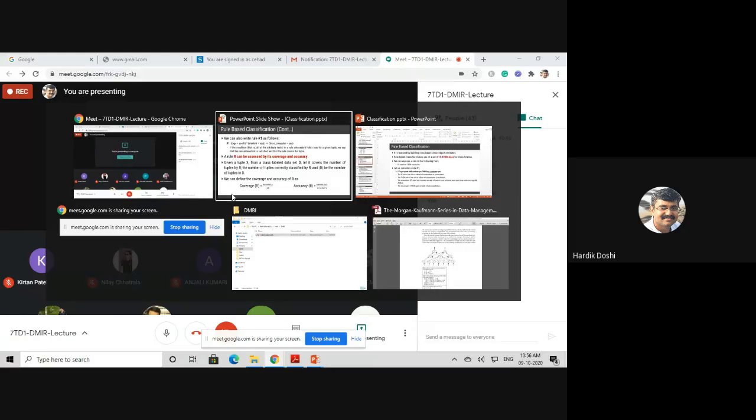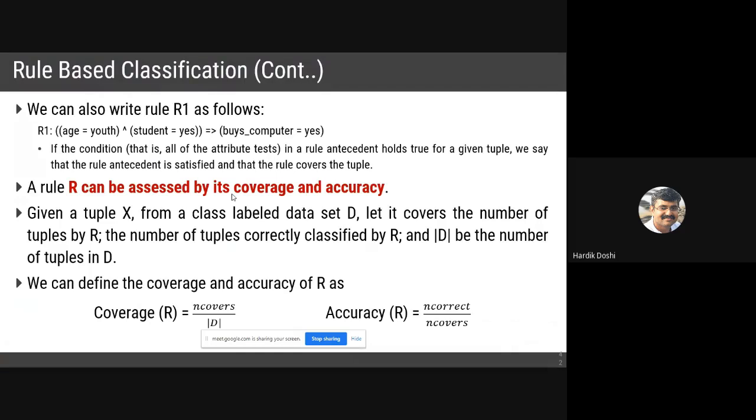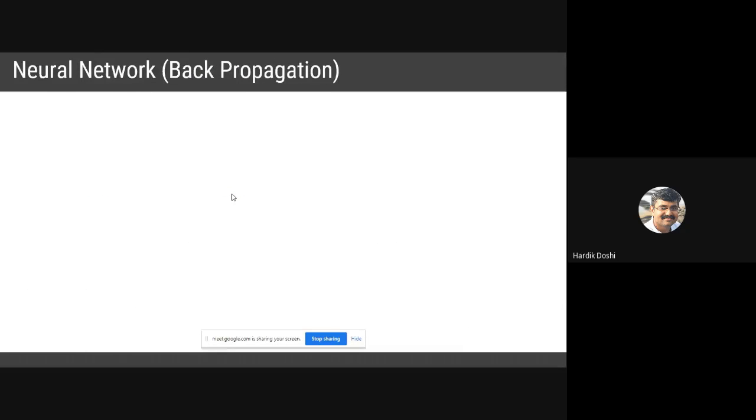Fine. Now we are starting with the new method, the next method which we are supposed to discuss. As per our syllabus, the last method we are supposed to discuss is the neural network.